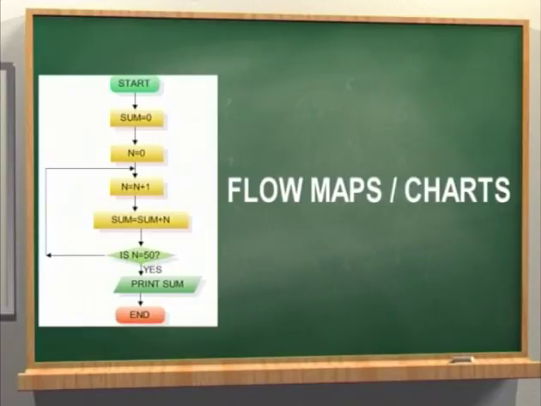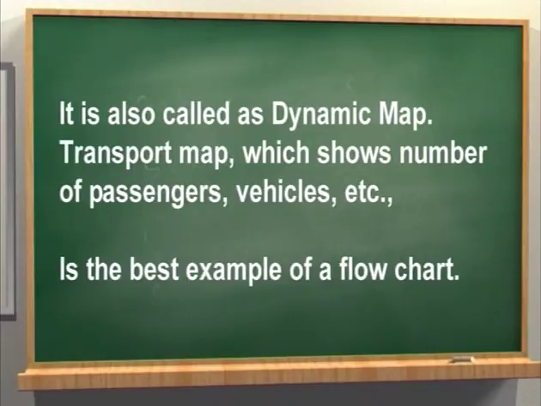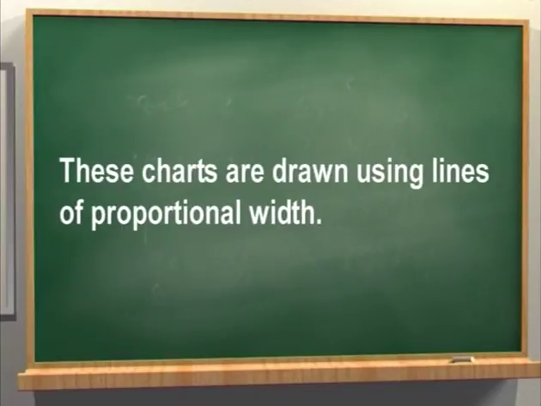Now, let us have a look at the flow chart or flow maps. A flow chart is a combination of graph and map. It is drawn to show the flow of commodities or people between the places of origin and destination. It is also called the dynamic map. A transport map, which shows the number of passengers, vehicles, etc., is the best example of a flow chart. These charts are drawn using lines of proportional width. Many government agencies prepare flow charts or flow maps to show density of the means of transportation on different routes.